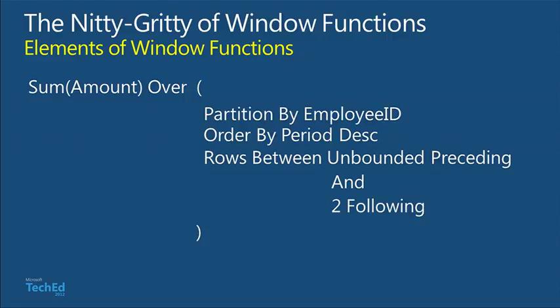SUM(amount) OVER (PARTITION BY employee ID ORDER BY period ROWS BETWEEN UNBOUNDED PRECEDING AND 2 FOLLOWING). So it's very fancy. Basically the frame, the rows, always uses BETWEEN, and it covers a consecutive range. So it's always from something to something.